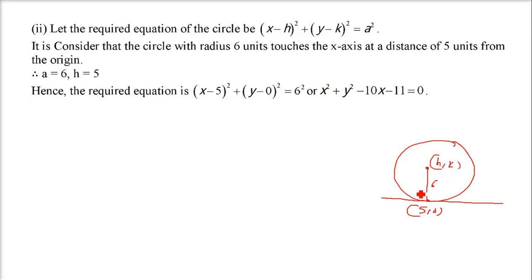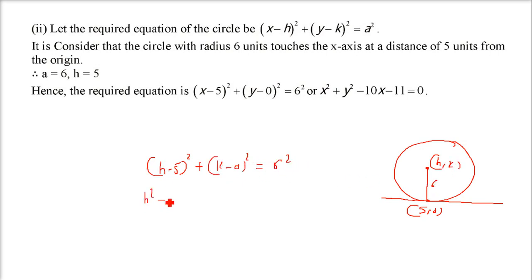And we know, what is a circle? Circle is the locus of a moving point which is always at some constant distance from a fixed point. So we'll use it here. I'm using the distance formula. So h minus 5 whole square plus k minus 0 whole square is equal to 6 square.